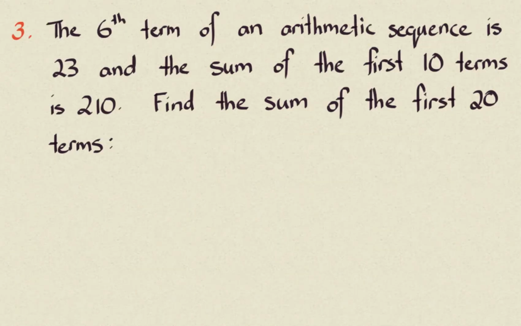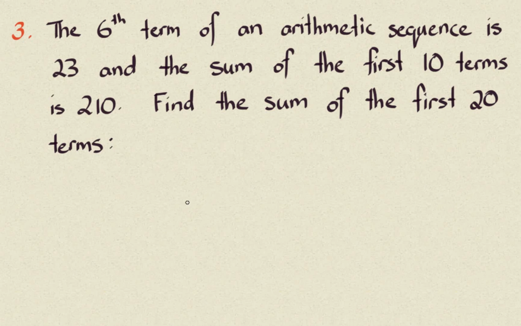The sixth term of an arithmetic sequence is 23, and the sum of the first 10 terms is 210. We need to find the sum of the first 20 terms. So this one's a little bit tricky because we don't know the value of a to begin with. We don't know the common difference, d. So we're going to have to work those out using the 2 bits of information that we've been given. If we can do that, and we know a and we know d, then we can go ahead and find the sum of the first 20 terms.